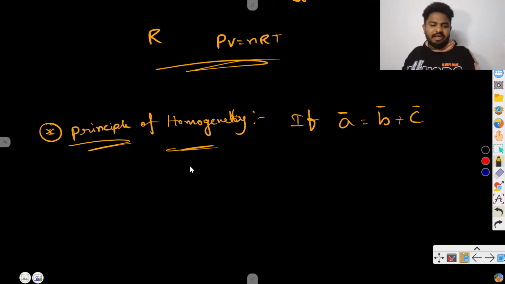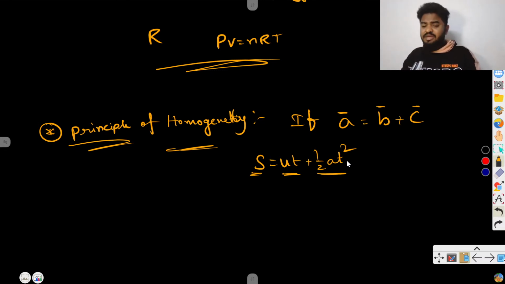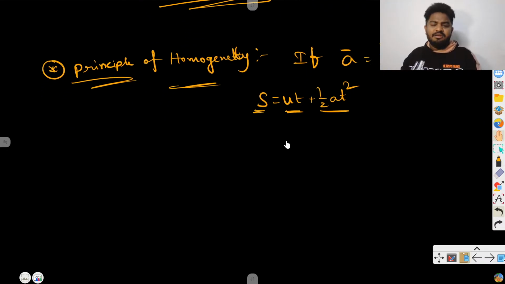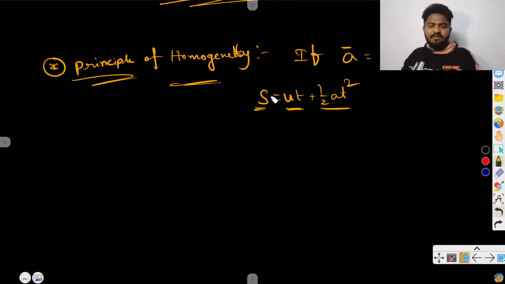For example, very simple, you are able to add a similar physical quantity. For example, you can add length to length, but you cannot add length to time. Am I right or not? So that is why the principle of homogeneity is telling you that you can add only the same physical quantities. So for example, if you get the equation S is equal to ut plus half at square, whatever the dimensional formula for S, for ut also will be the same dimensional formula, and for at square also the same dimensional formula.